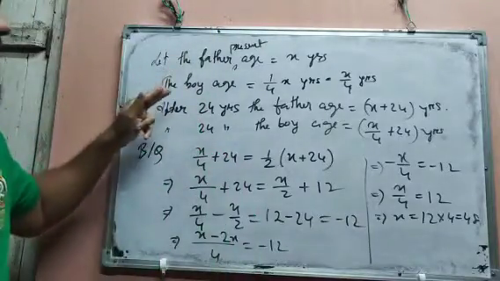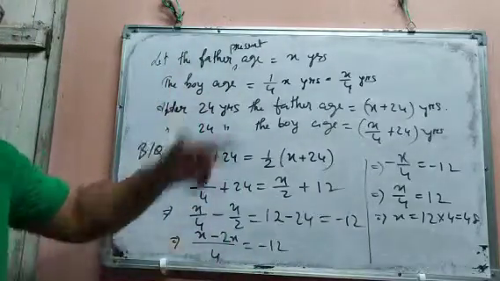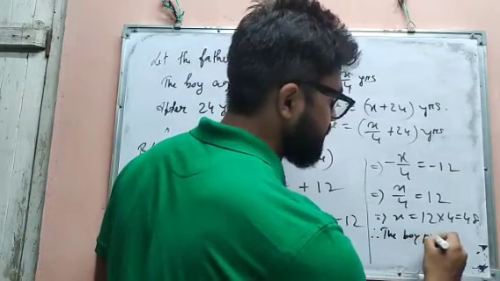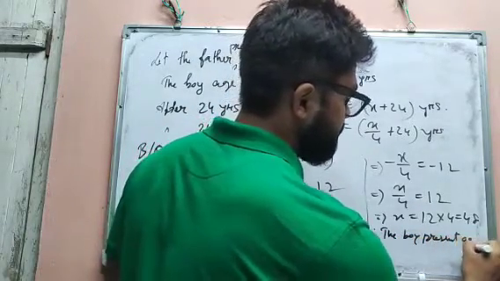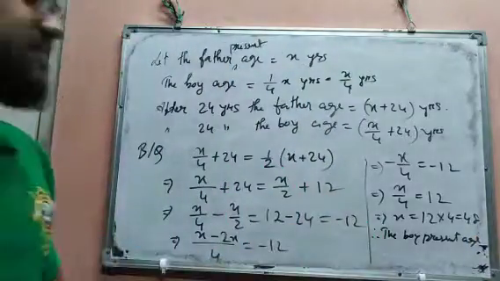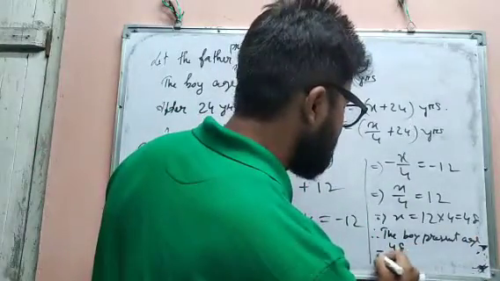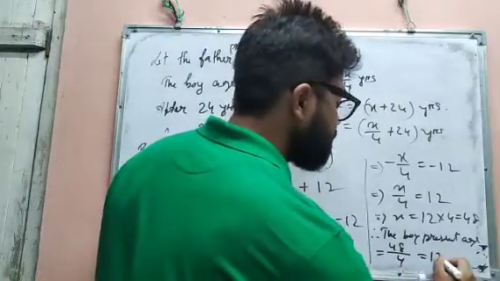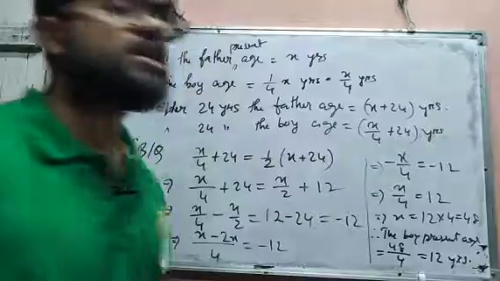Now we are asked to also find the boy's present age. So the boy's present age should be what? Now we have to find the boy's present age, which will be 48 by 4, because x by 4 is there, then you will get 12 years, which is our required answer.